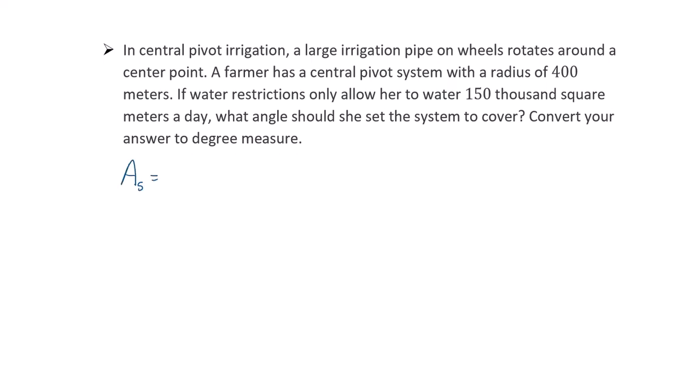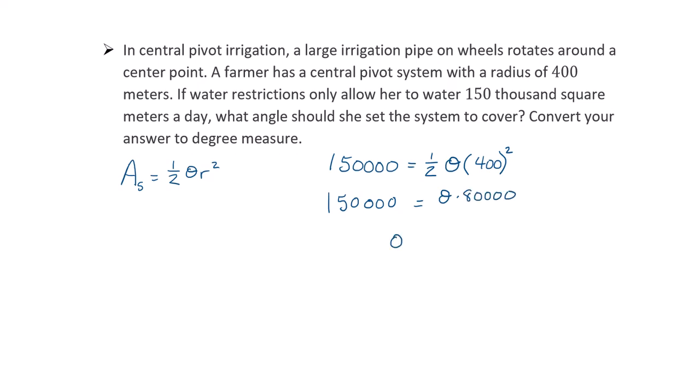Well, I know the area of a sector is 1/2 theta r squared. I know that I have a 150,000 square meter limit on the area to be able to water. Fill in the rest of the formula. That's half times theta, which is what we're going to be solving for, and the radius is 400. We'll square that radius as the formula shows us. This gives me 150,000 equals theta times 80,000. When I divide both sides by 80,000, I get 1.875 radians. So that's my radian measure.